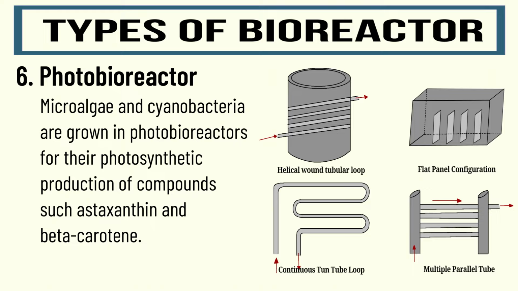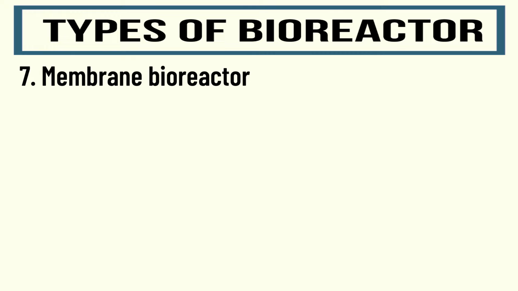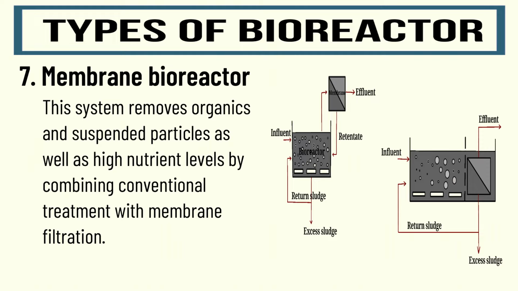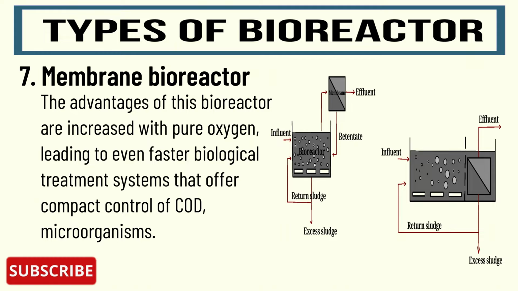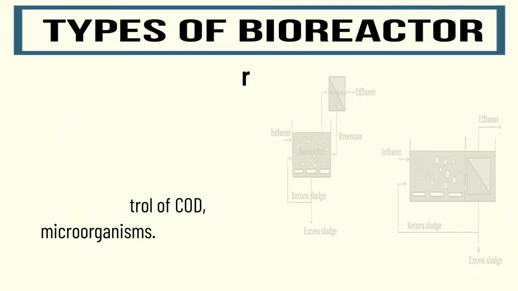Number 7. Membrane bioreactor. As you can see in this diagram, this system removes organic and suspended particles as well as high nutrient levels by combining conventional treatment with membrane filtration. This system uses an aerated biological reactor with immersed membranes. The membrane pores have sizes ranging from 0.035 microns to 0.4 microns. The advantages of this bioreactor are increased with pure oxygen, leading to even faster biological treatment systems that offer compact control of COD microorganisms. Let's get to know about the application of these bioreactors.